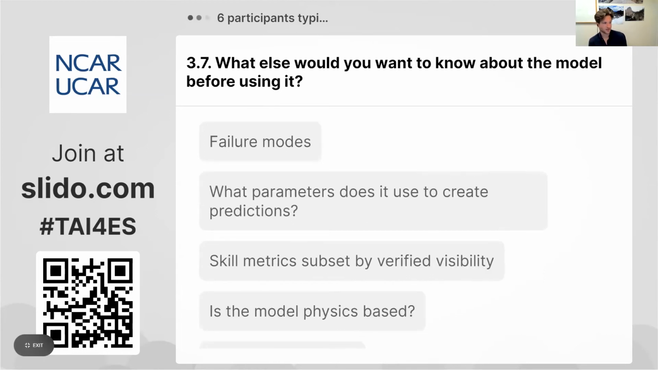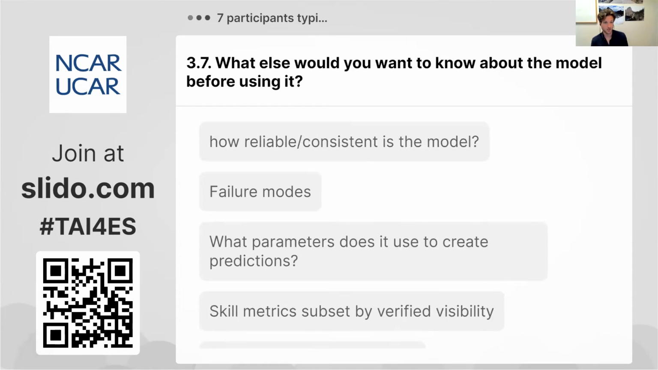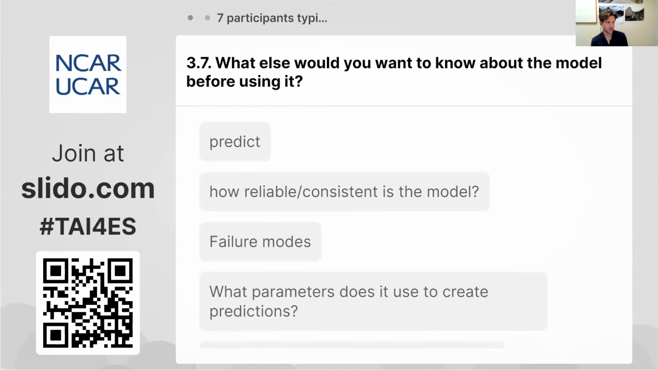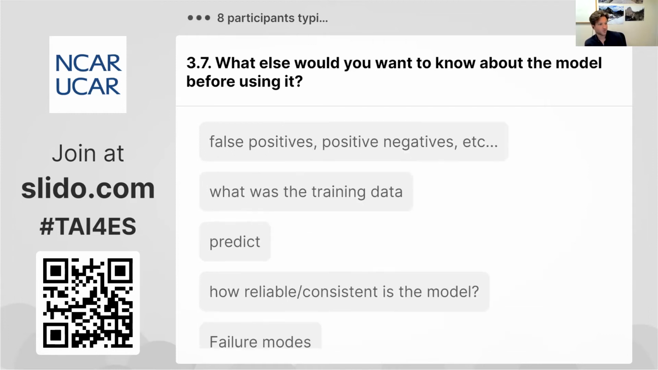Failure modes, for sure. So we want to know, when is it not going to work? When should I be a little more skeptical of it, or should I not trust it? How reliable and consistent is the model? What was the training data?